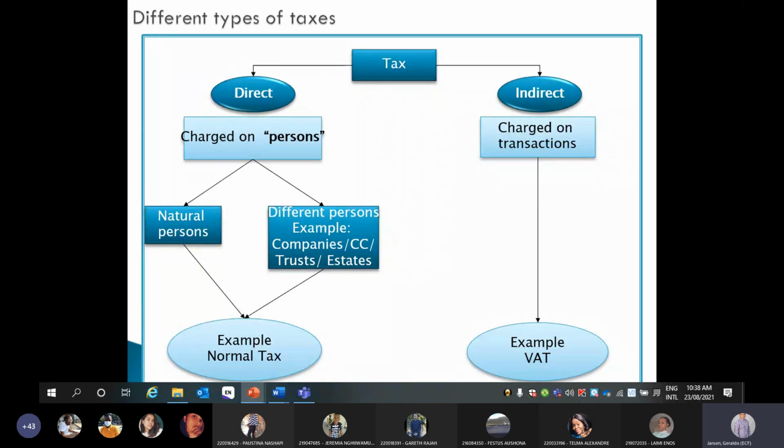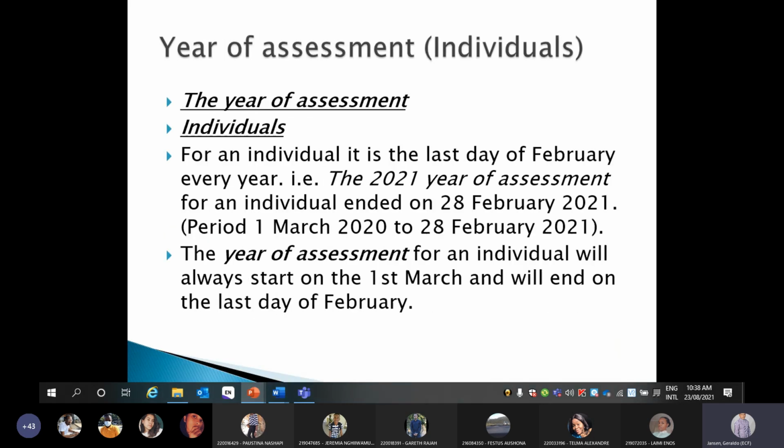We said a direct tax is imposed directly on the person, and we know persons is split into two groups again: natural person or individual, and also a juristic person. And indirect taxes, we said it is indirectly imposed on a person. Then we spoke about normal taxation, and today just to look at the year of assessment for an individual or a natural person. Guys, please bear in mind that if we say individual, we are referring to a natural person. Some books talk about individuals, others are talking about natural persons. It's the same thing.